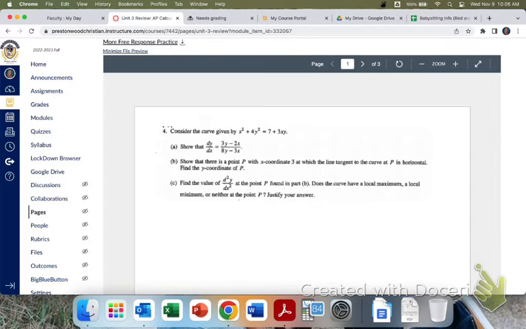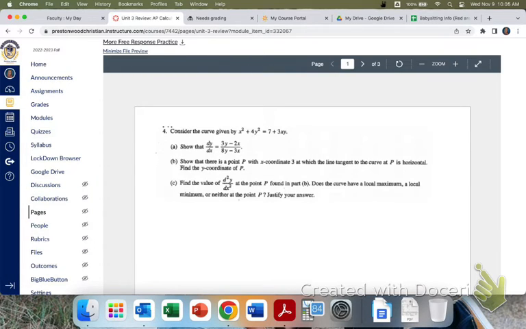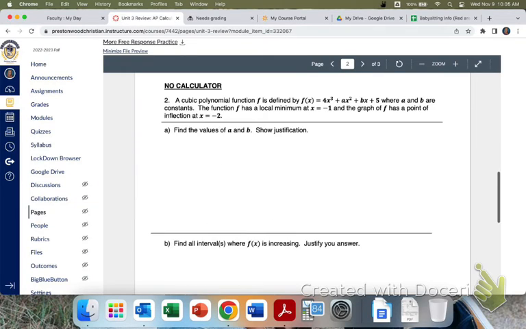Show that there is a point where the tangent line is horizontal, aka the derivative equals 0, also known as a critical number. Part C, find the value of the second derivative, then tell us: is it a local max, a local min, or neither at the point? I like that question. If I was writing the test, that pulls back in implicit differentiation with the second derivative test. That seems like a great free response question. You want to do that one? I feel like you guys can do that one, but I'm just pointing it out.